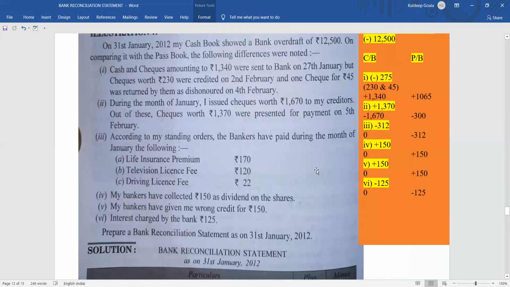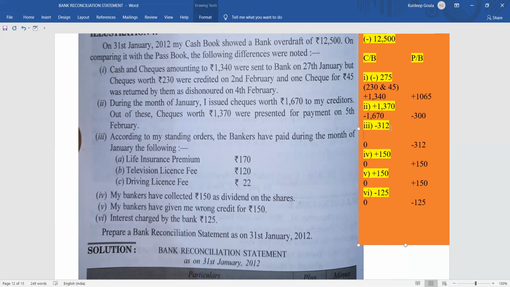Now going to the next one, we have got minus 312. So here also there were multiple items, isn't it? 312 means there were multiple items. 170, then there was 120, and there was 22, isn't it? Remember that there was 22. So what you will do is that this total amount of 312 will be put in the minus.